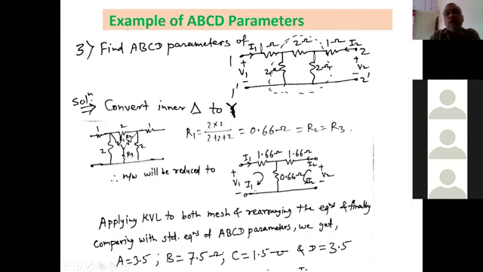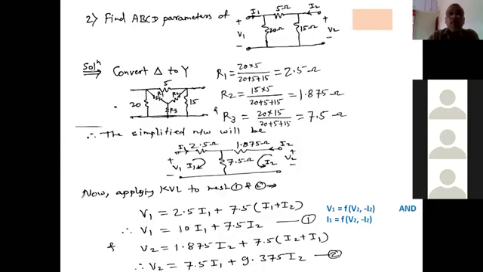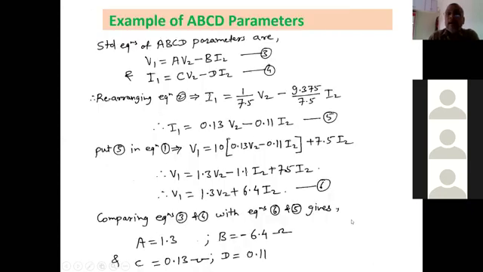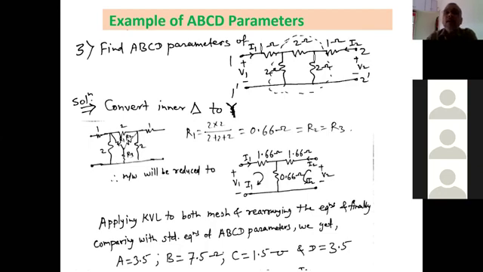So simply you apply KVL for both these meshes, initially you assume that voltages and currents as V1 and I1, V2 and I2, and then apply KVL to both these meshes. So if you will apply KVL to these two meshes, it will result you the two equations. Now these two equations you have to rearrange in such a way that it will be the equation in the form of V1 and I1 as a function of V2 and minus I2. Okay. So if you will rearrange these equations in this form and compare it with the standard format equations of ABCD parameter, the coefficients will be the values of A, B, C and D.